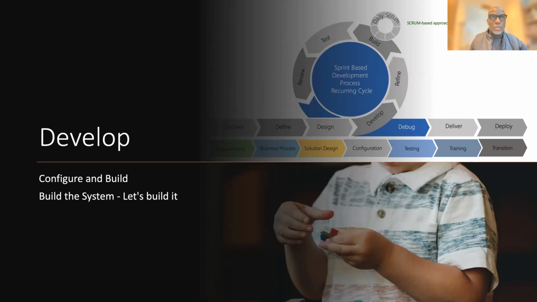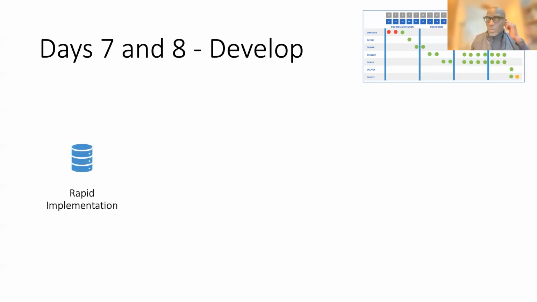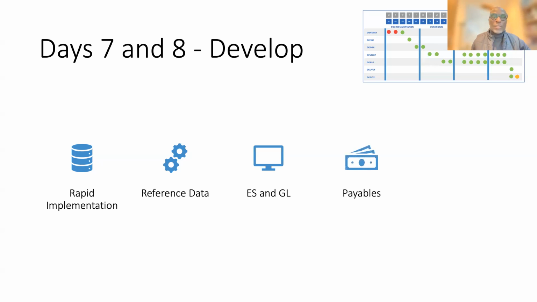Now, today we're going to start building what I'll call the minimum viable product. So today we're going to be looking at some config documents. We're going to be building, starting up with GL. So today and tomorrow, in terms of what we'll be looking at, the rapid implementation spreadsheets, and also we'll be loading some reference data as well. We'll probably be loading up a lot of GL stuff today, and ES and GL. And then tomorrow we'll look at payables and receivables.